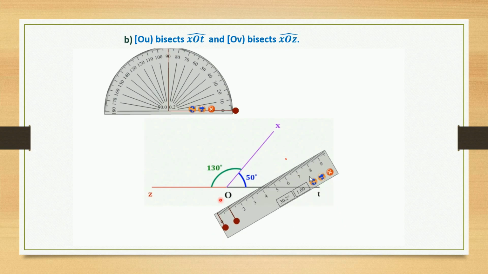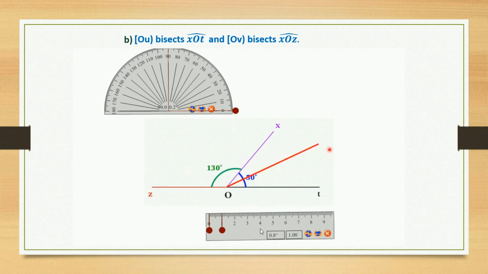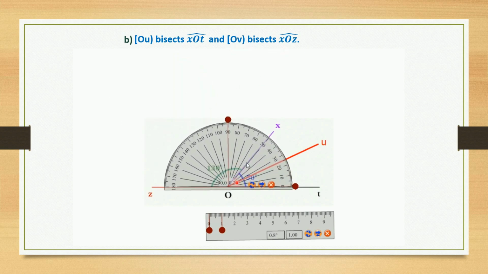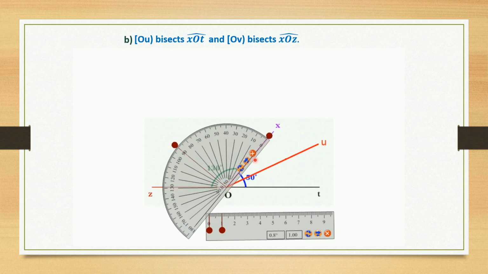Then using my ruler, I draw a semi-line starting from O passing through this point, and this semi-line, we name it OU. It's the bisector of angle XOT. Now let's draw OV, bisector of XOZ. To draw the bisector of XOZ, I place the 0 of my protractor on OX. I count from 0 till where? Well, half of 130 is 65 degrees, so I count from 0 till 65. I place a point above the dash of 65, then I draw the bisector.